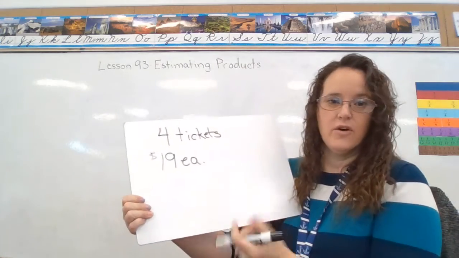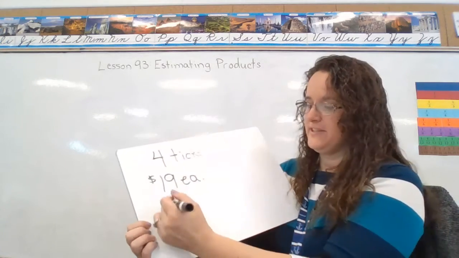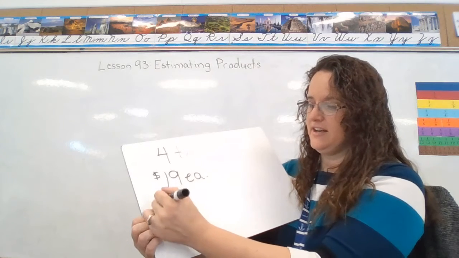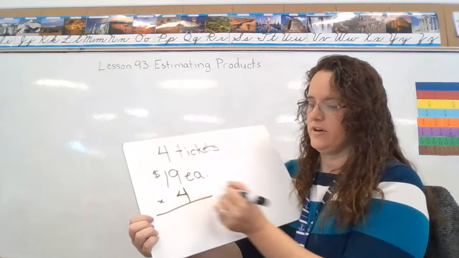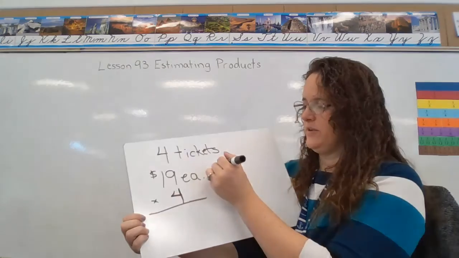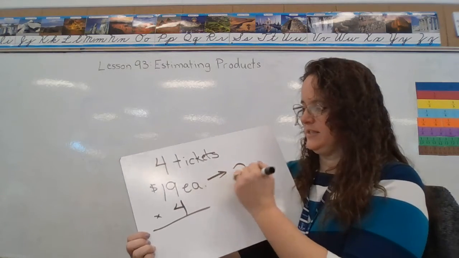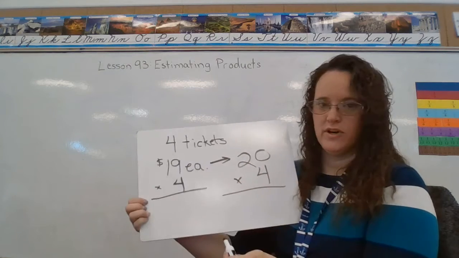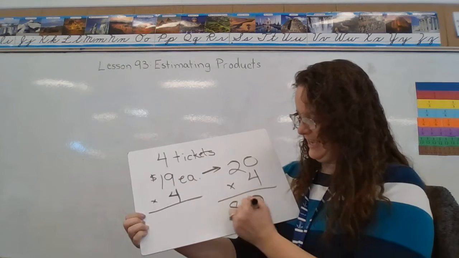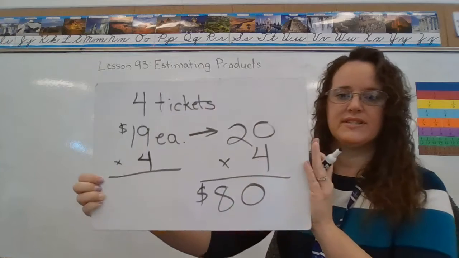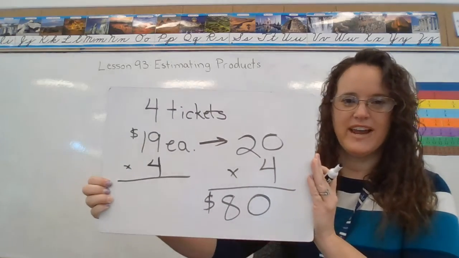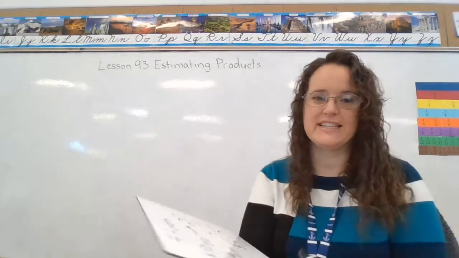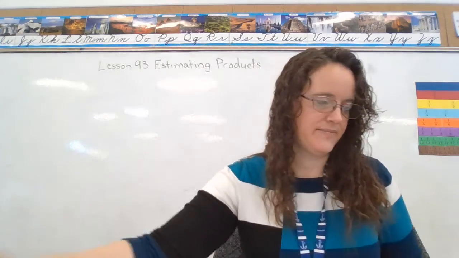All right, so we know that we have to multiply. We're going to do $19 times 4, and I want to round that 19 to 20. So 20 times 4 is going to be $80. 4 water park tickets, about $80.